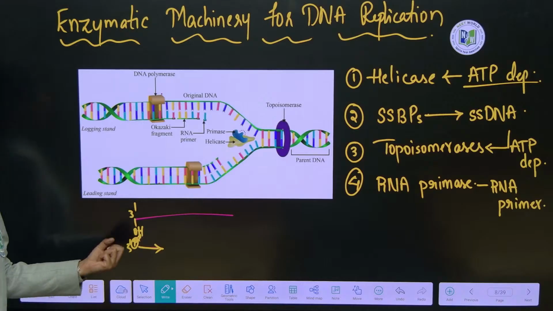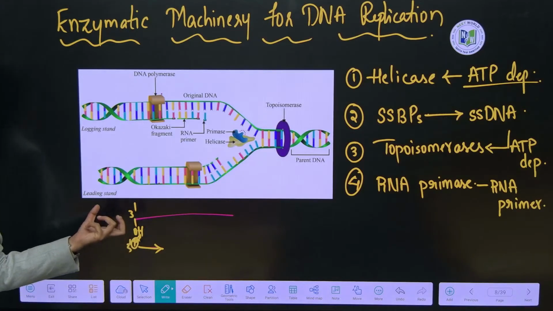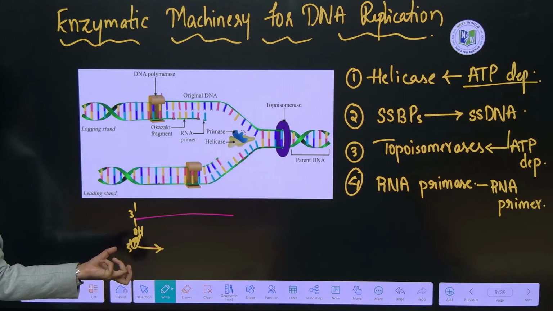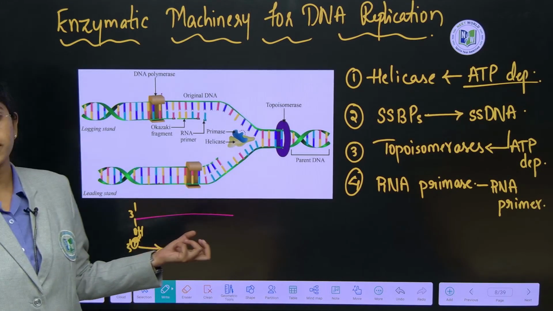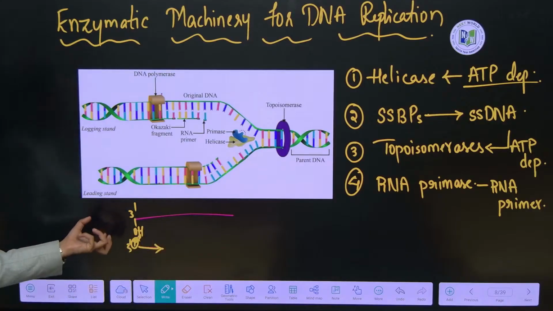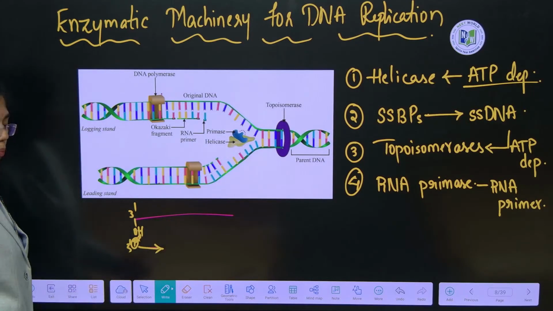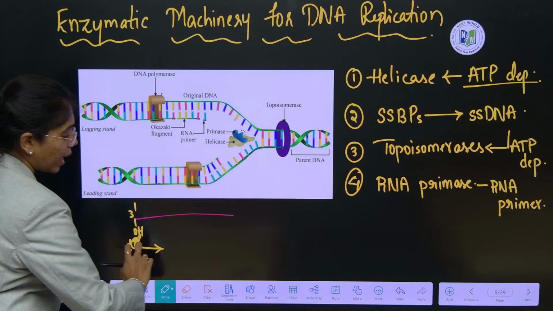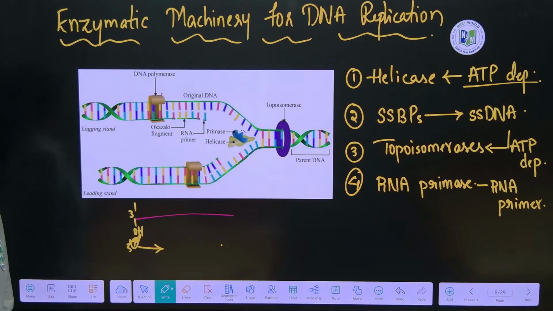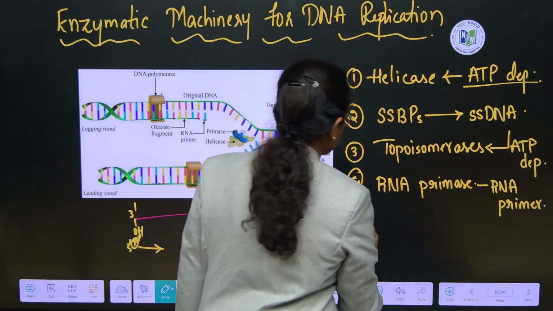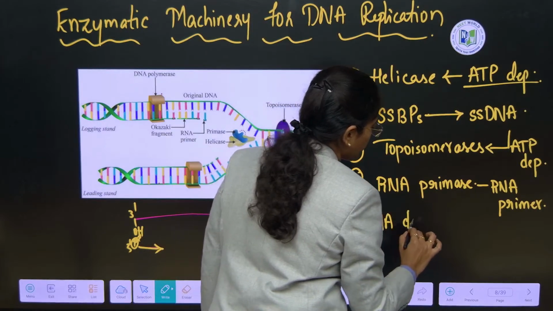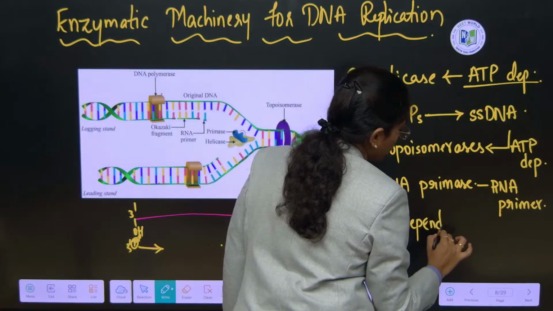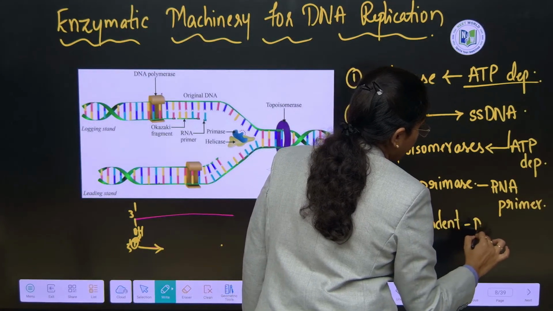Now, the hero enzyme will come into the picture, that is DNA dependent DNA polymerase, which will synthesize the DNA at a faster rate, like 2000 base pairs per second. Now, DNA dependent DNA polymerase will remove this RNA primer and it will start synthesizing the DNA strand. So, the fifth enzyme is DNA dependent DNA polymerase.